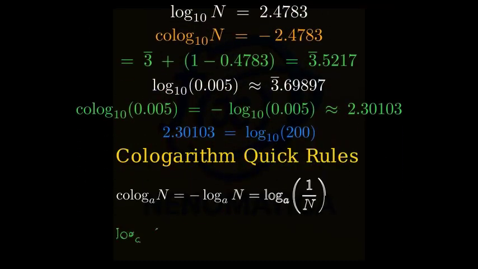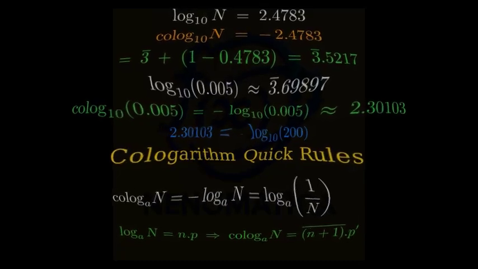To summarize, cologarithm is a compact way to write a negative logarithm while keeping a positive mantissa. Use the two-step algorithm. Increase the characteristic by 1 and bar it, and complement the mantissa to 1. Practice a few by yourself to make the process automatic.